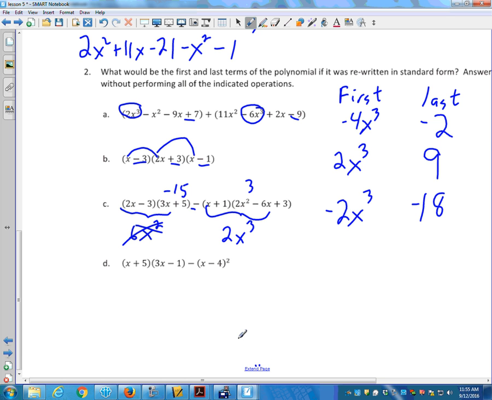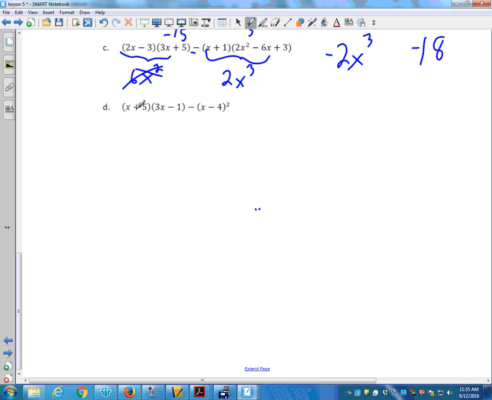And then for D, the first term, we have x times 3x, which is 3x squared. Over here, if you're going to square x minus 4, it would be x minus 4 times x minus 4, which means you would have an x squared term there, which you'd have to subtract, and the first term would be 2x squared.